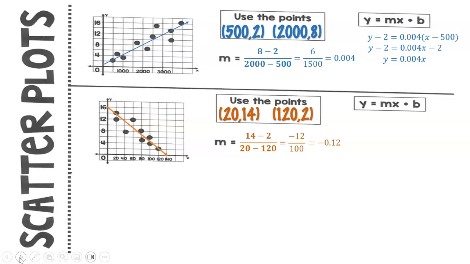I simplify it down. Okay, now that I know the slope, I'm going to put it into point slope form. I use the point (20, 14). Then I'm going to distribute, and then I'm going to isolate y so that it's in slope intercept form. So that's how we can come up with equations for our lines of best fit.